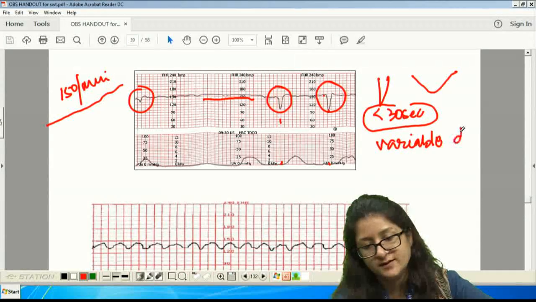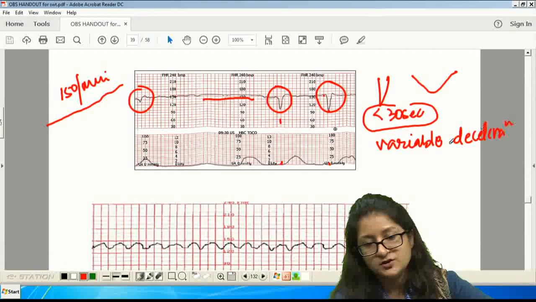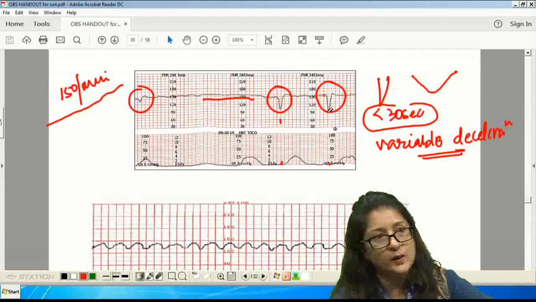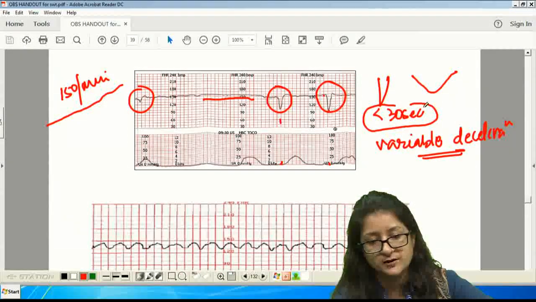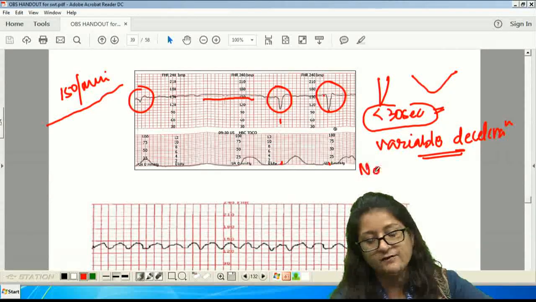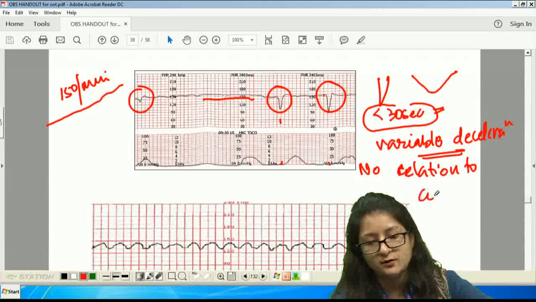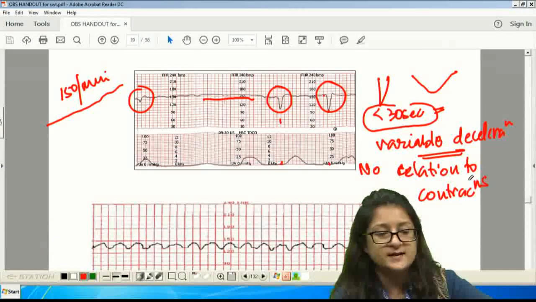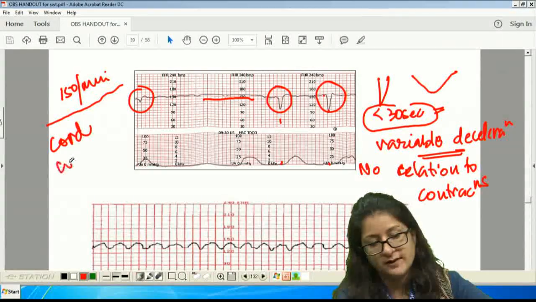So variable decelerations reach from the baseline to the lowest point of their deceleration in less than 30 seconds, and they have no definite relation to the pattern of contractions. These are seen with cord compression.